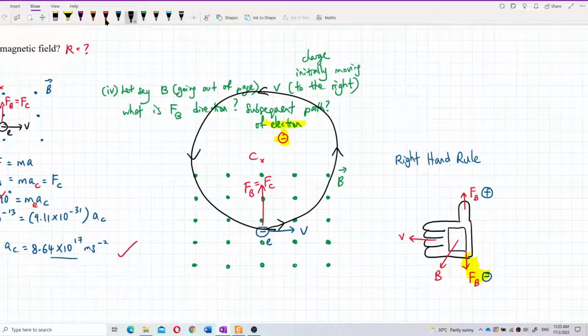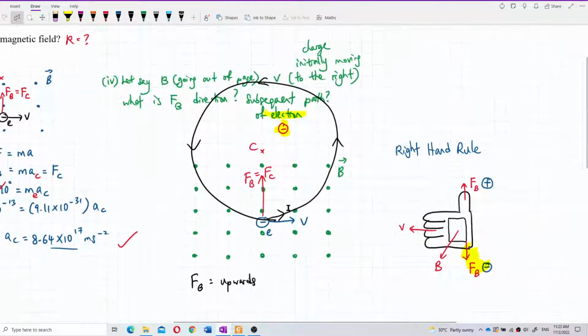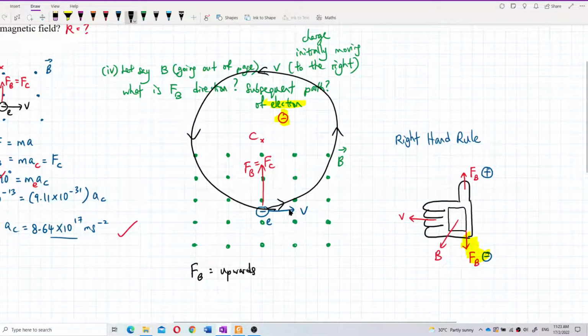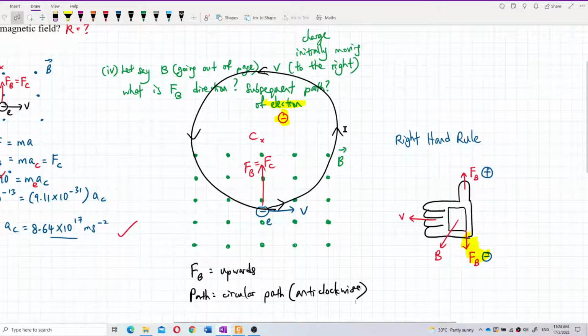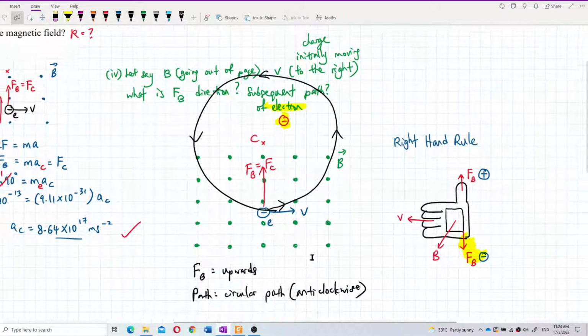Anti-clockwise. Okay, so I can write my answer already. The direction of the magnetic force is upwards, as shown in the diagram. And the path is a circular path, moving anti-clockwise. So that's all for these directions.